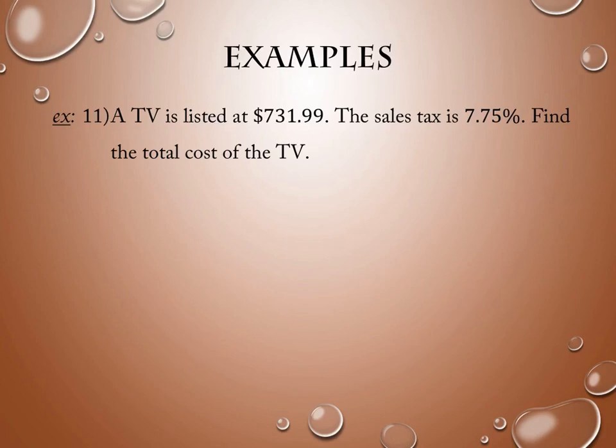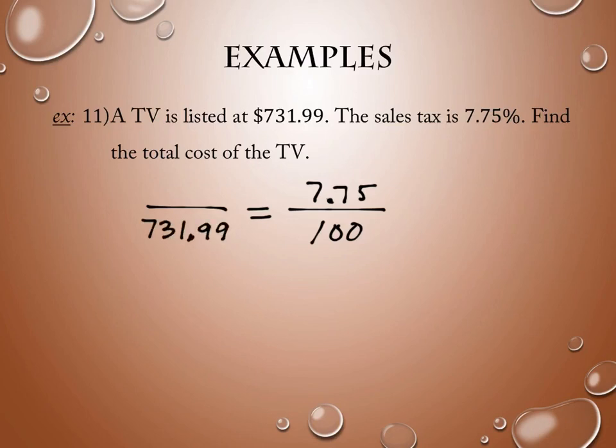One more time, I know there's other ways to do this problem, but I want to show you that we can do proportions for all of these types of problems. So here's the cool deal. Proportions, they're wonderful. What values are going to go where? 7.75 over 100. Looks good. That is the whole 100% price.